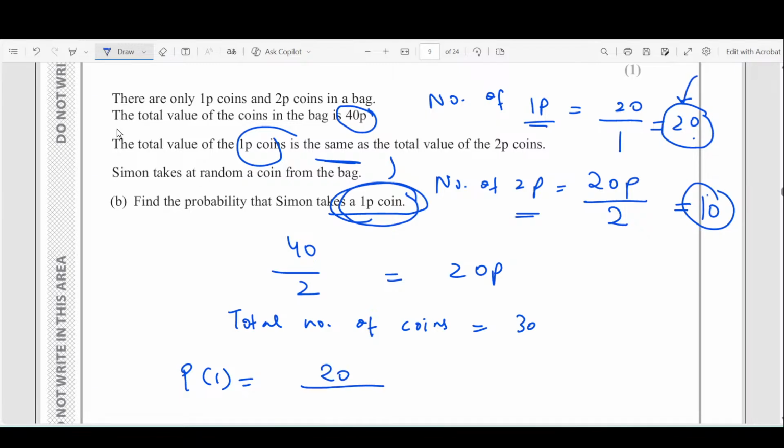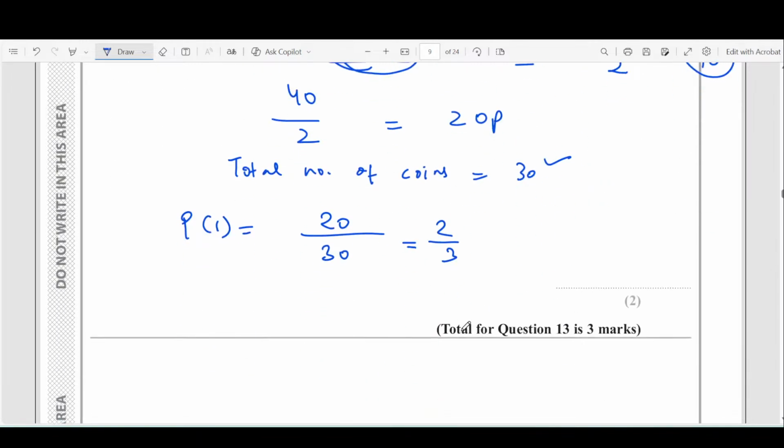So that's the formula of probability. In the denominator we write the total. Total coins are 30, right? 20 plus 10. So that's the answer. To write it in simplest form, if we divide both of them by 10, we get 2/3, right? That is the probability.